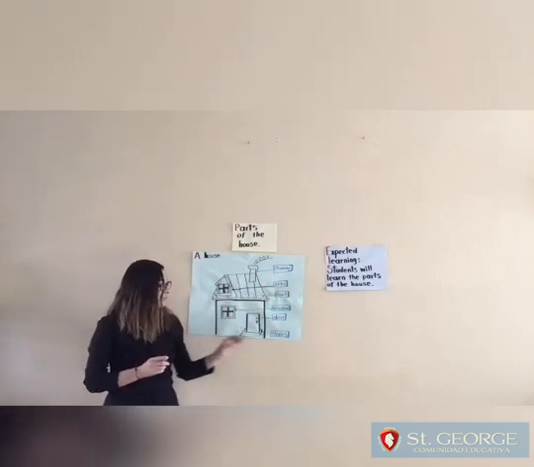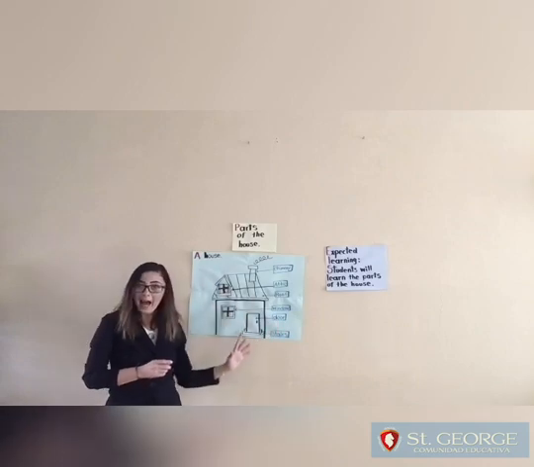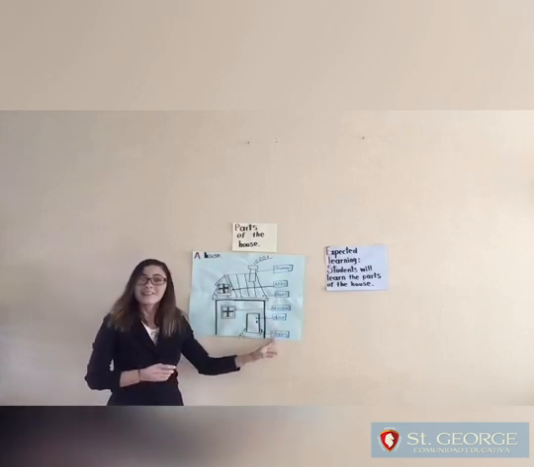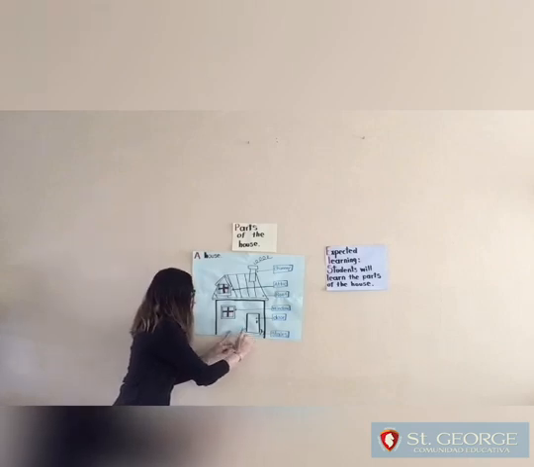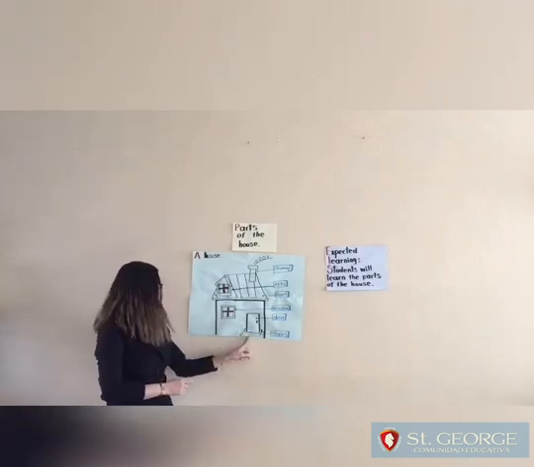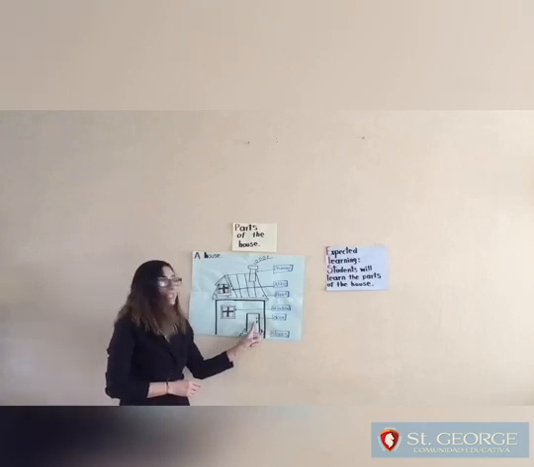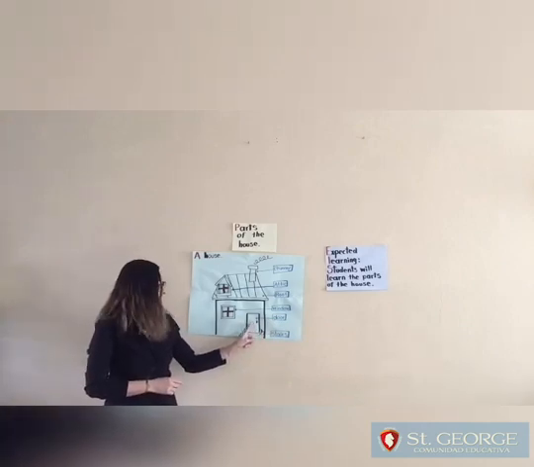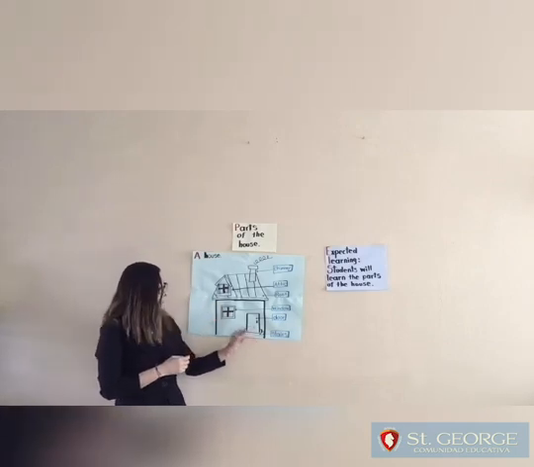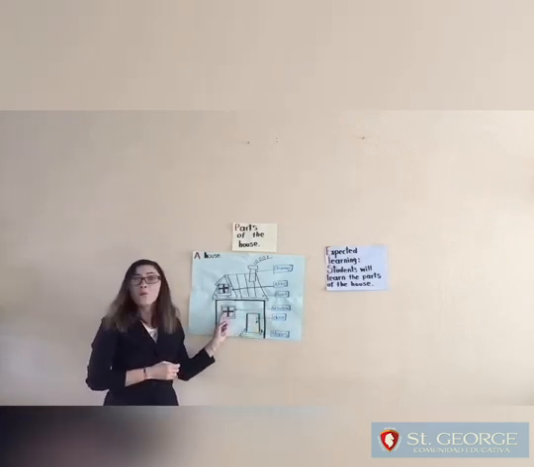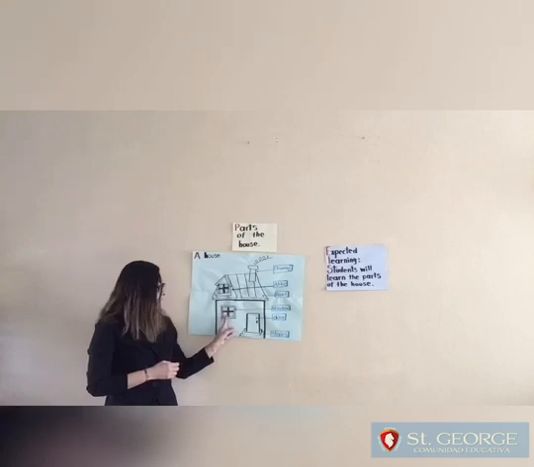Okay, the first part in my house is the stairs. The stairs are this part, okay? Perfect. The other part is a door. This is a door. Open the door and close the door. The other is the window. The window is here.